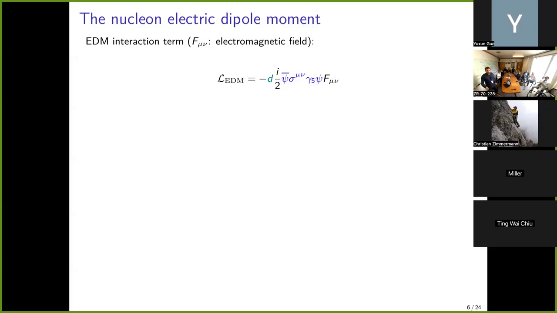So as I said, at the nuclear scale, CP violations can lead to a non-vanishing electric dipole moment of nucleons, and the corresponding terms would look like that. You have psi bar psi, and in between you have gamma mu, basically the anticommutator, and gamma 5, which is then coupled to an electromagnetic field.